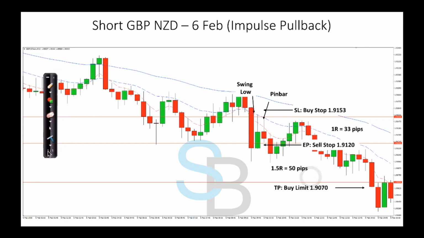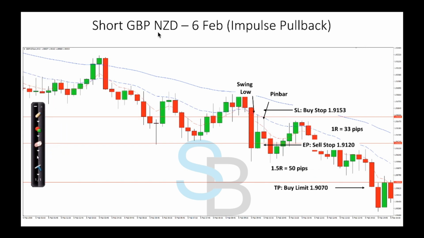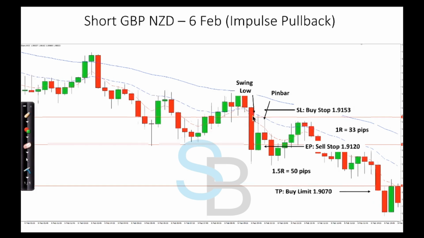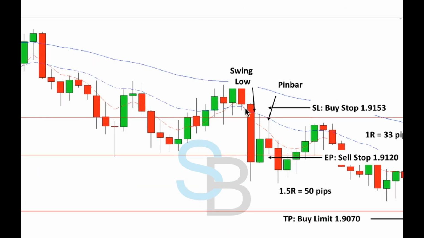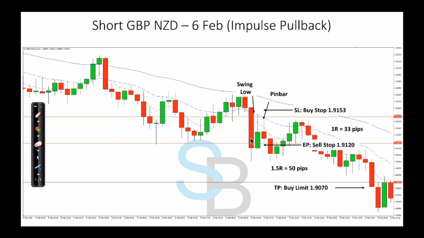Next trade is Pound New Zealand. It's a short trade on 6th of February. So this was a 6 EMA crossing below the 18 EMA. This is a swing low candle. Okay, so right after the swing low candle, we have got an inside bar candle. So this is an inside bar. So could we have placed the trade after this inside bar has closed?